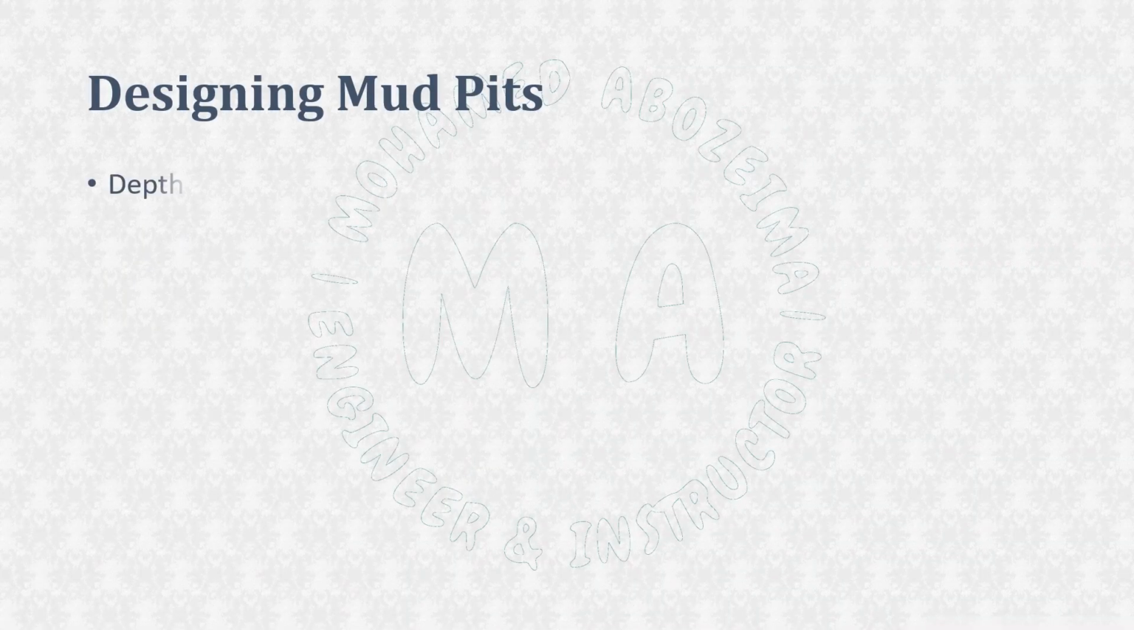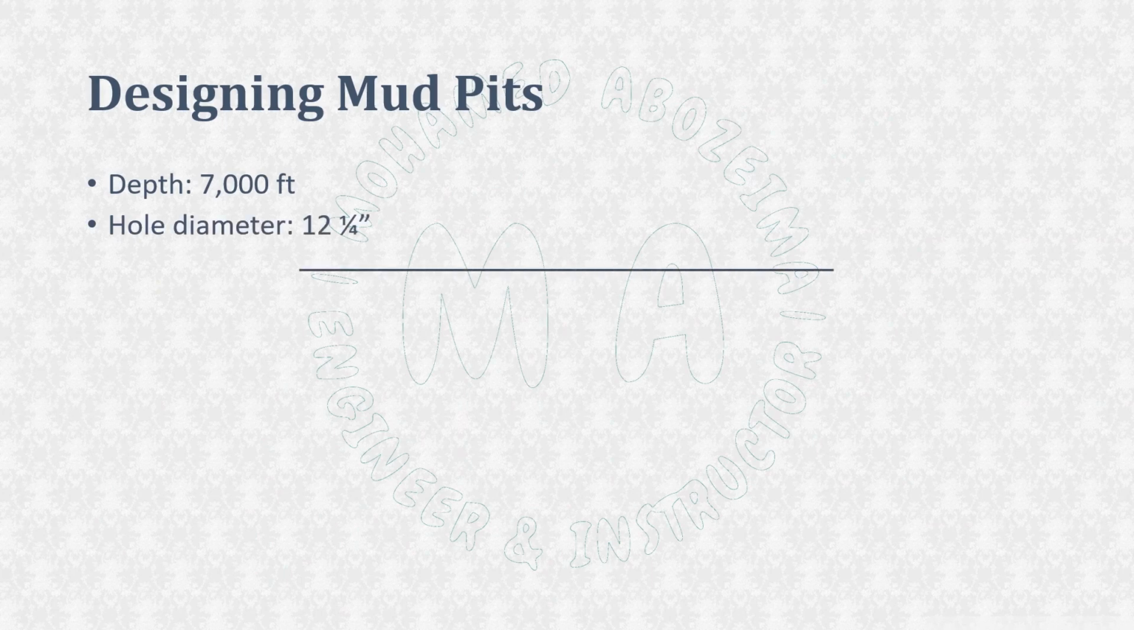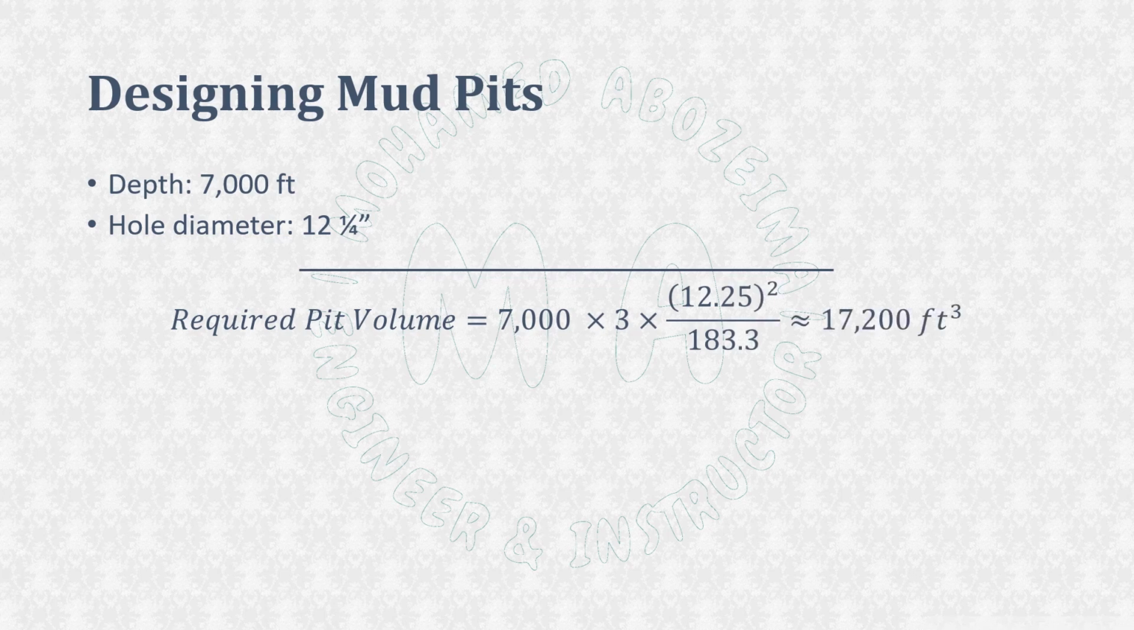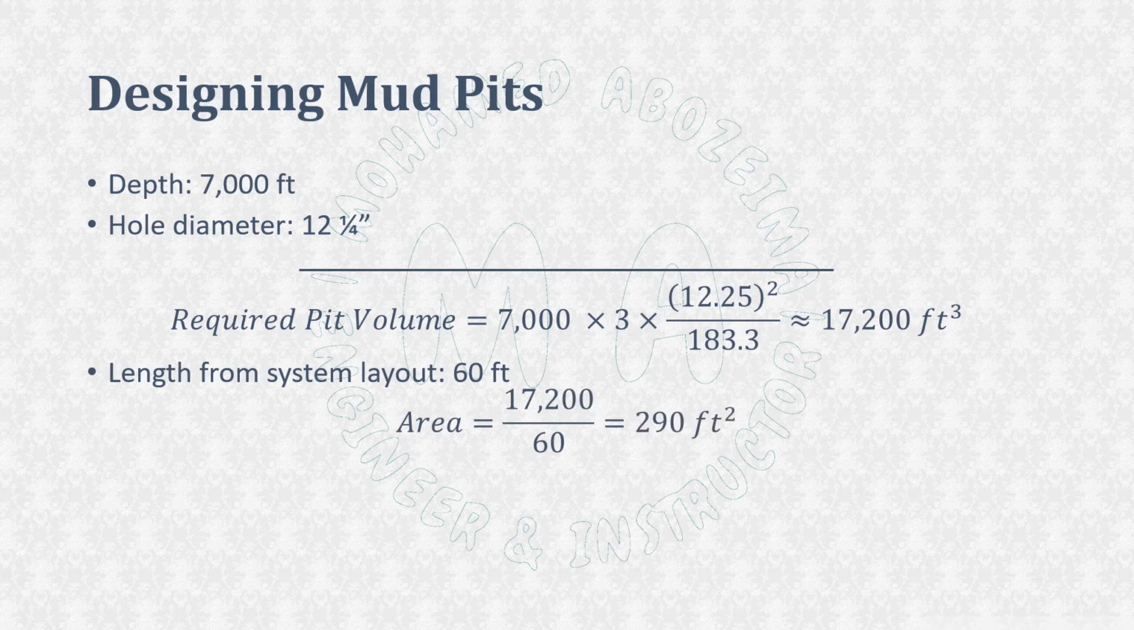For example, if we are going to drill a 7,000 feet well, and let's assume the whole well will be drilled with a 12.25 inches bit, the required pit volume equals 7,000 multiplied by the capacity of the hole multiplied by 3, which will give you 17,200 cubic feet. We know the pit length from the layout of the mud system, for example 60 feet. Then the remaining area will be 290 square feet. So if you are going to excavate a 6 feet deep pit, the required width should be 50 feet.